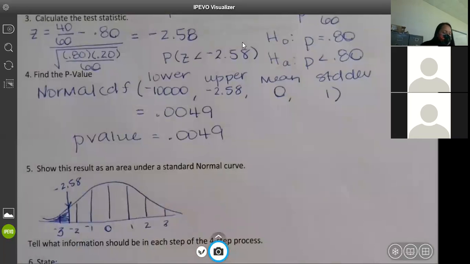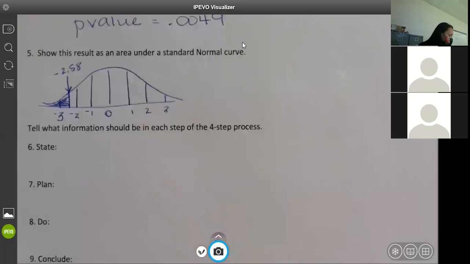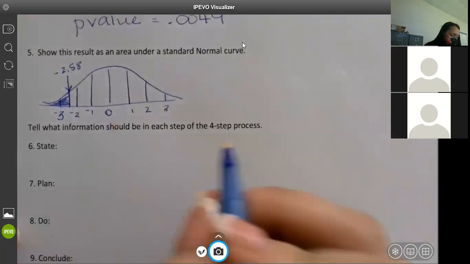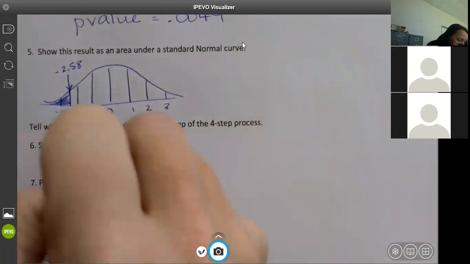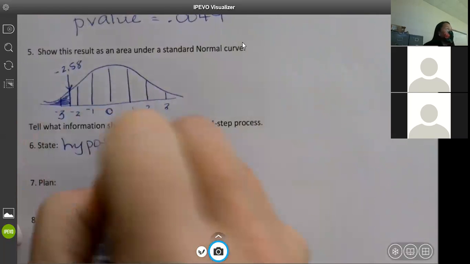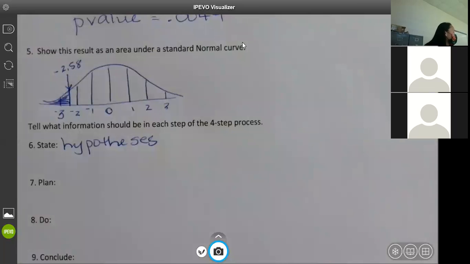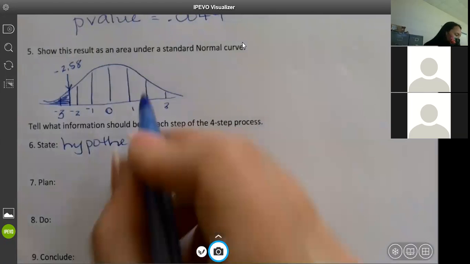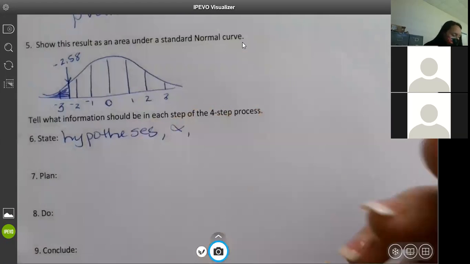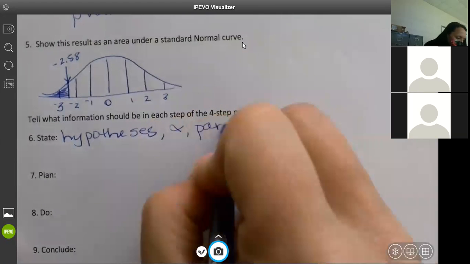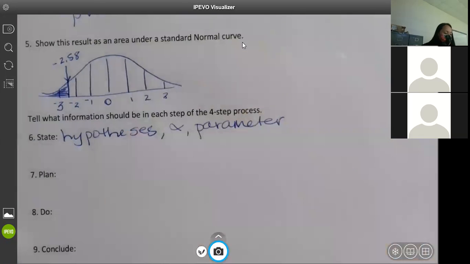All right, tell what information should be in each step of the 4-step process. So in the state, what should we have in there? Hypotheses. When you do your work tomorrow and the next day, preferably on Wednesday, that's when you're going to see it more. Make sure you have all of these things in there to get full credit on each one. So I'm telling you exactly what needs to be in there. What else? Your alpha level. And one more thing: the parameter. You have to define that parameter. That's the one people typically miss. So make sure you have that.